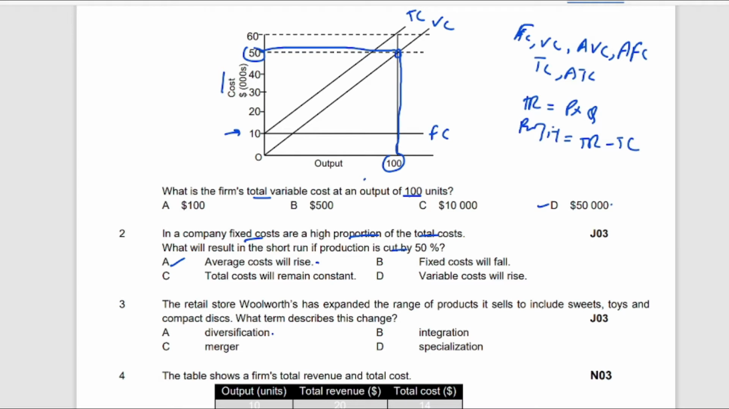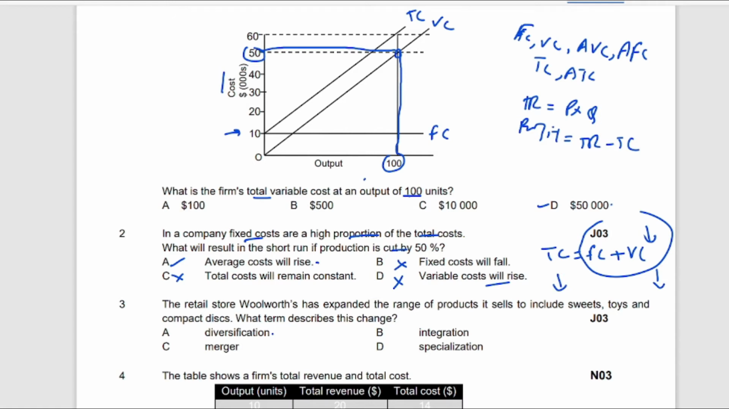Option B is that fixed cost will fall. Fixed cost never falls, it remains the same if you increase or decrease output. Variable cost will rise. No, variable cost cannot rise because if you are reducing output, variable cost will fall. Total cost will remain constant. It cannot remain constant. Whenever you change output, total cost will change because total cost is equal to fixed cost plus variable cost, and when you decrease output, variable cost will decline, so the right hand side will fall and the left hand side must also fall. So option A is the correct answer.